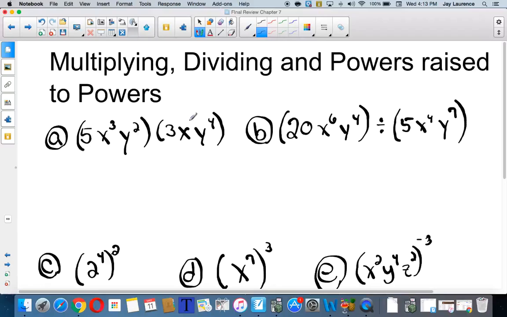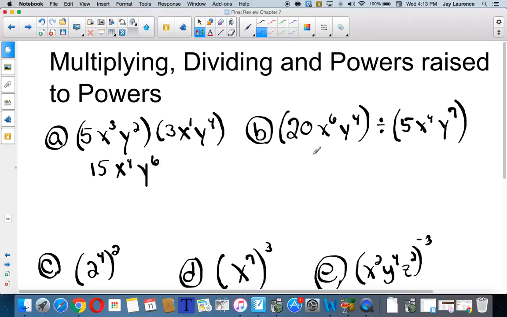Here comes my answer. You know what? Before I do anything, I'm going to slide a 1 right there for that x. And now I'm going to multiply 3 times 5 and get 15. X cubed times x is going to be x to the 4th. And then y squared times y to the 4th is going to be a y to the 6th power.